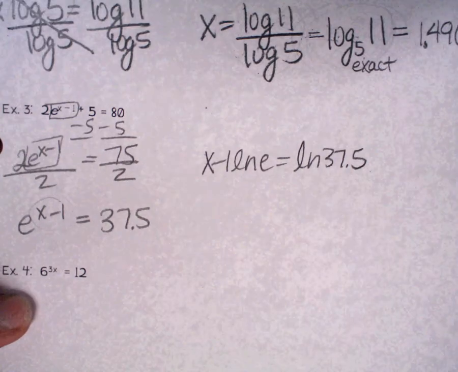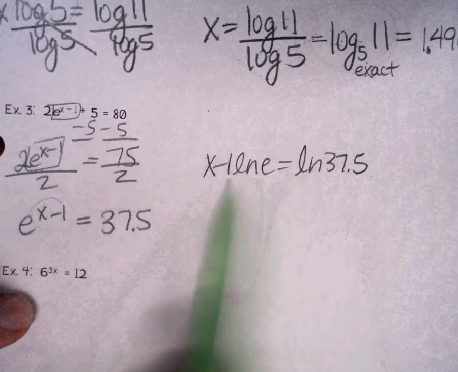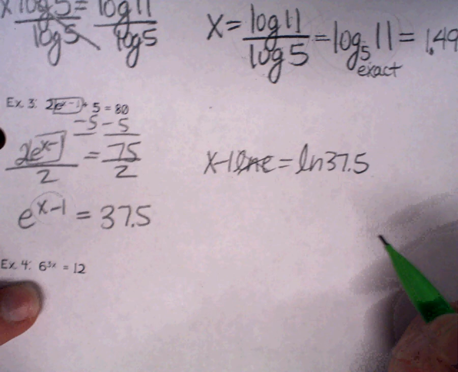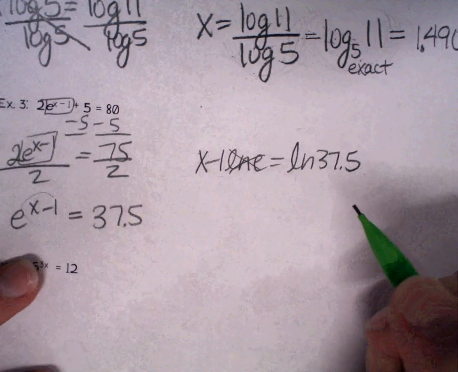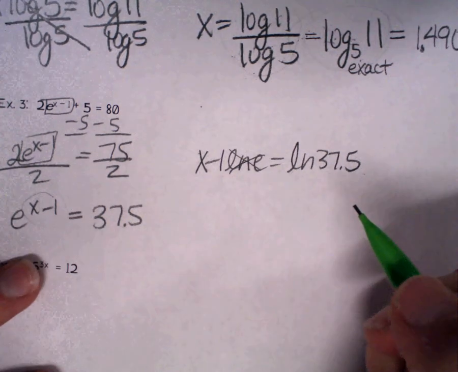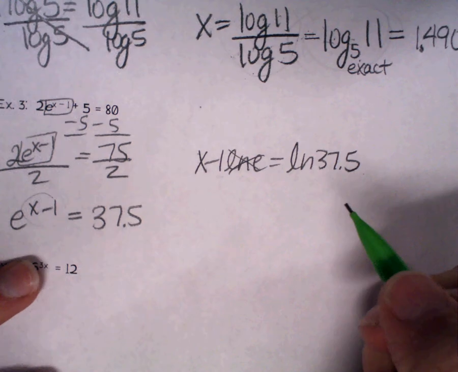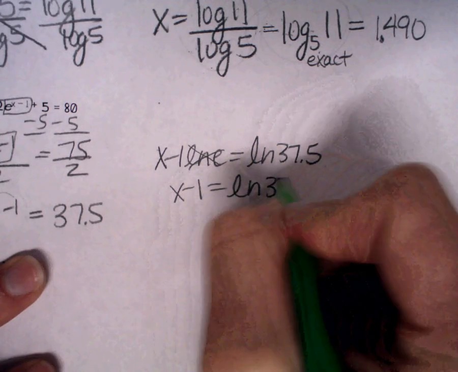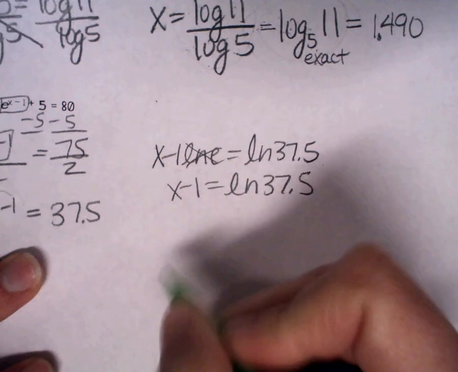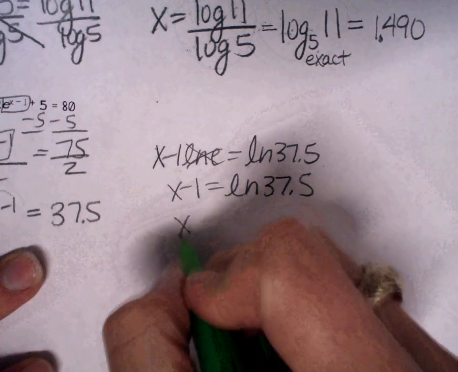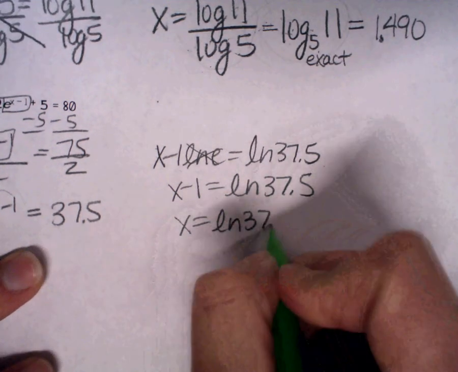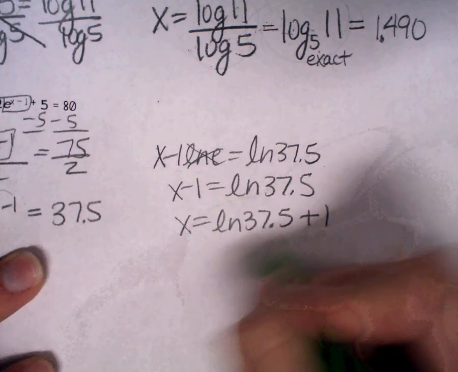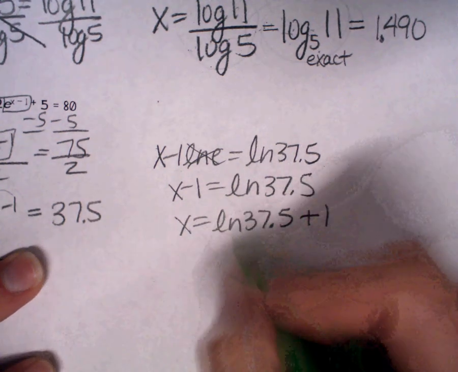Notice when we log or ln, we do it to both sides. You have to do it to both sides. Now we learned that ln e is really 1, so we don't have to write that. I guess if you wanted to type it every time, great, but that seems like a waste of time. So all we have left is x minus 1 equals ln 37.5. My last step would be to add 1. So my exact answer is x equals ln 37.5 plus 1. Now notice when I add 1, it's going to be after I finish doing the ln of 37.5.